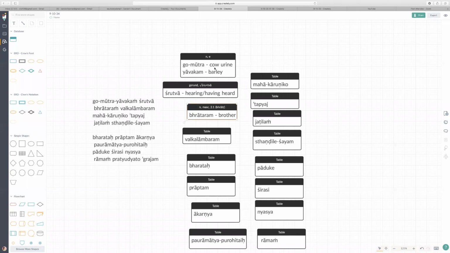So now let's look back at this gomutra yavakam, and this is most likely describing the brother because it can be masculine 2-1. Now brother, and if it's a bahuvrihi samasa, cow urine barley, then it is describing brother, you can say who had barley, but actually what's expressed here is that Bhratara, which refers to Bharata, he was eating barley cooked in cow urine. This is what's implied. It's a little more than you can discern purely by grammar. A little bit more is packed into this samasa.